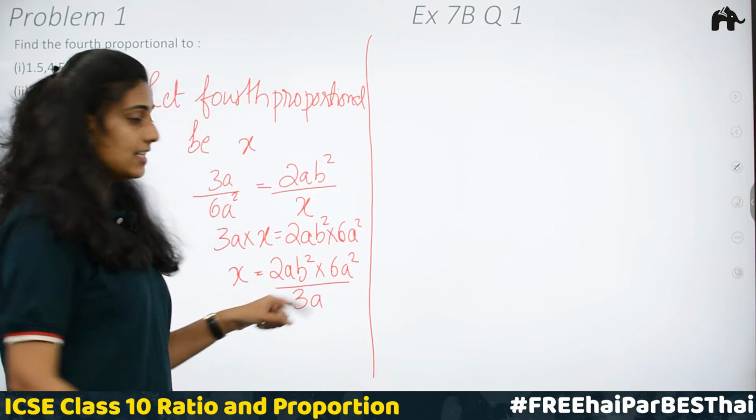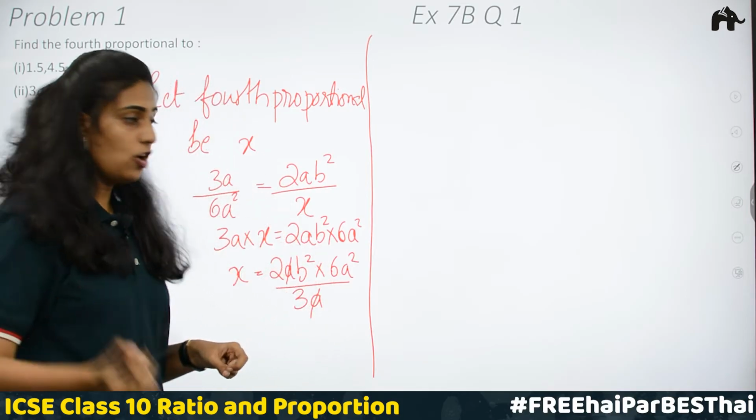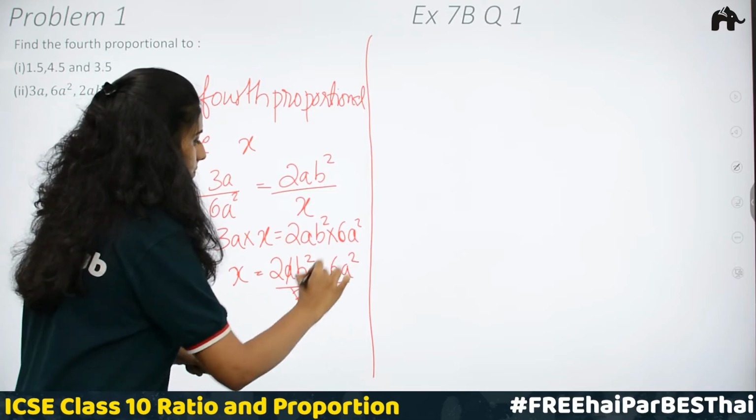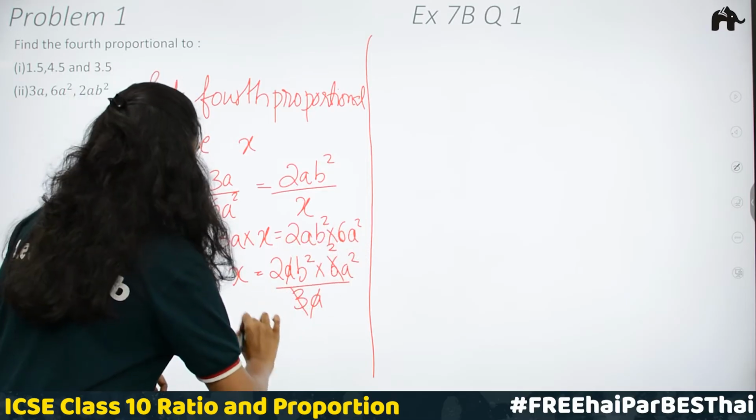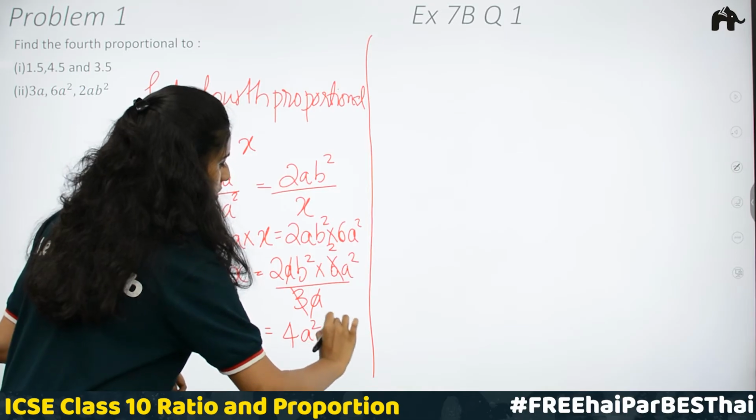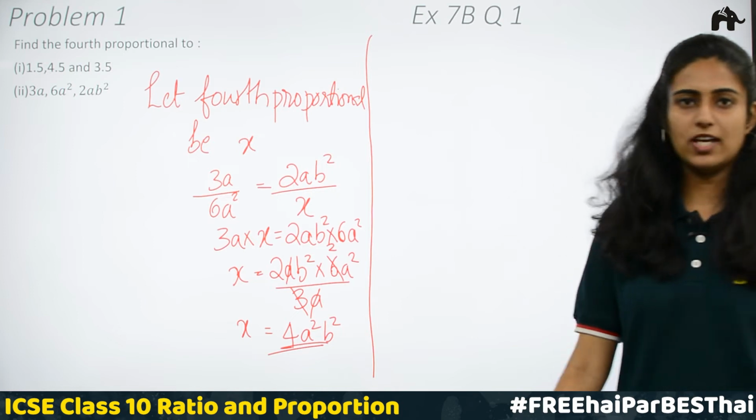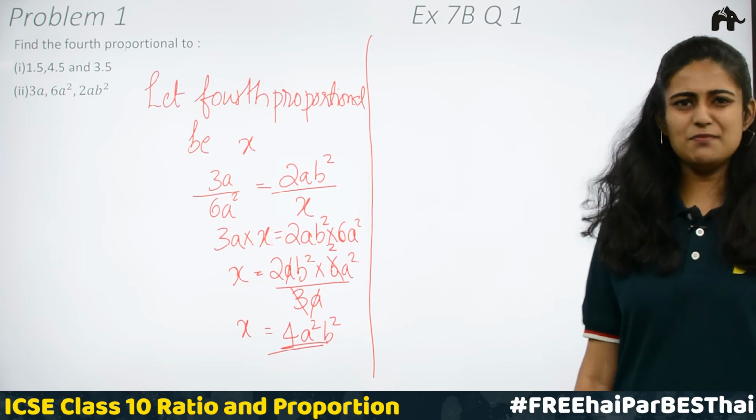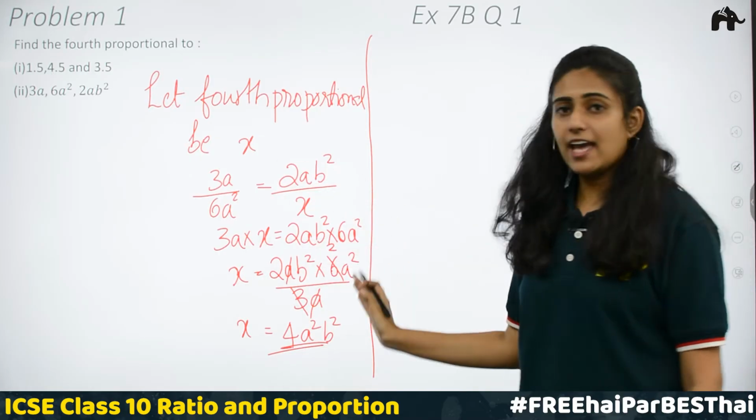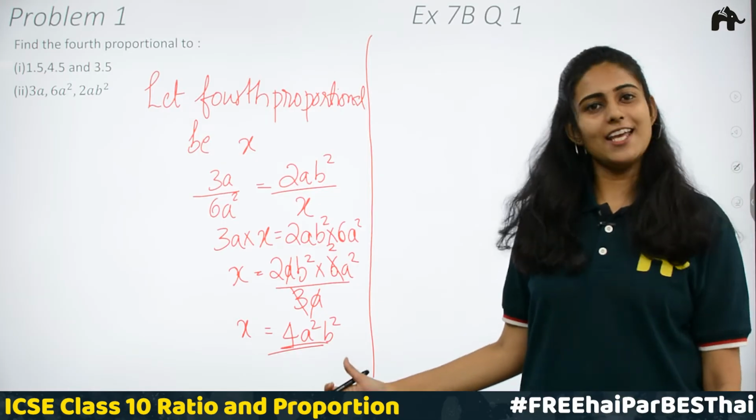1a from the numerator and 1a from the denominator can be cancelled. 3 and 6 can be cancelled: 3 into 2 is 6, so here we get 2. What is remaining? x is equal to 4a square b square. x is equal to 4a square b square is your answer. Got it? Very simple, right? We just need to take the fourth proportional as x, substitute and find the value of x. Okay, let's move on to the next question.